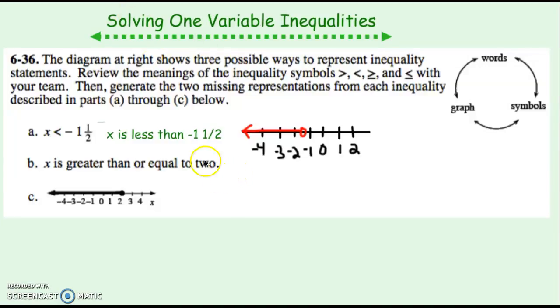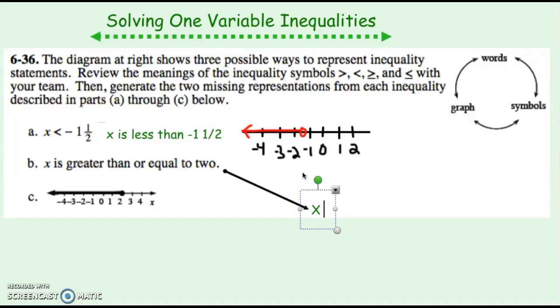Okay, so let's try B now. I'm going to write out my answers over here for that one. So it starts with x is greater than or equal to 2. This is in words, so now I have to do a graph and symbols. So I'm going to start with symbols.